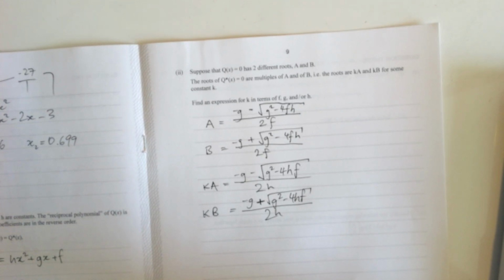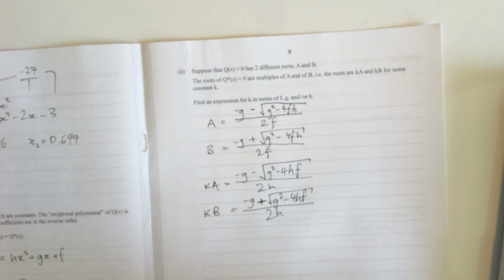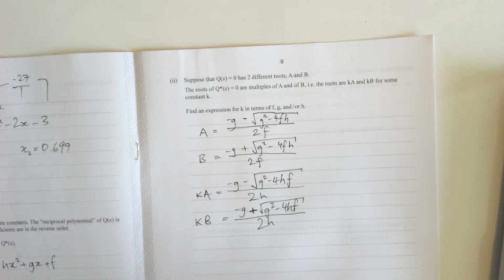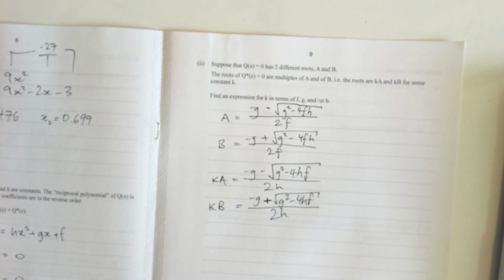Find an expression for k in terms of the other letters. So what's cool here is the discriminant is the same for all of them. That's going to be handy. In fact, the top half of all of them is the same except for the pluses and the minuses. So I know b is that.